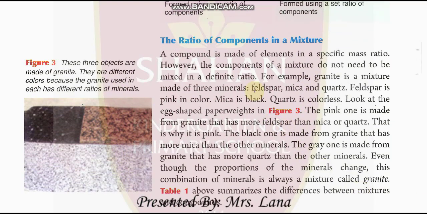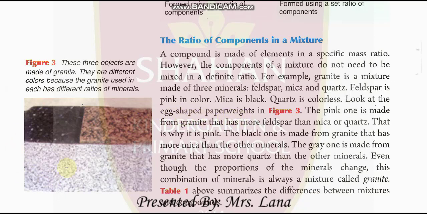And we have the ratio of components in a mixture. A compound is made of elements in a specific mass ratio. However, the components of a mixture do not need to be mixed in a definite ratio. For example, granite is a mixture made up of three minerals: feldspar, mica, and quartz. Feldspar is pink in color, mica is black, quartz is colorless.